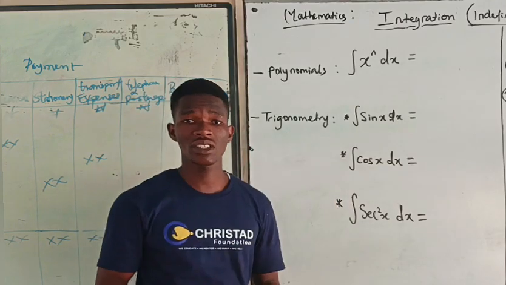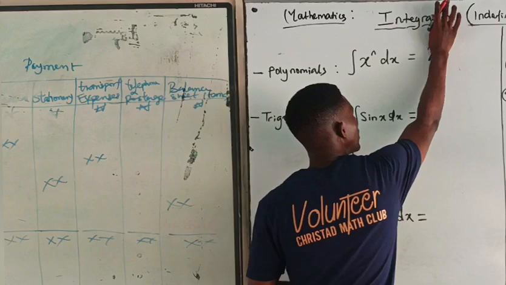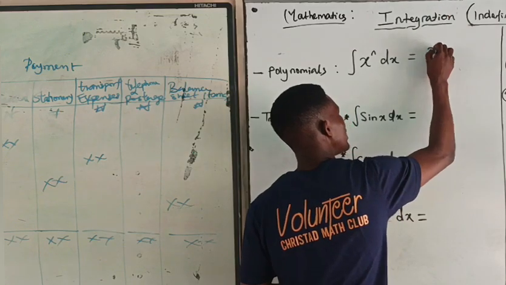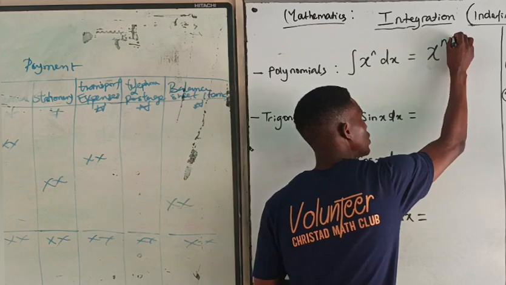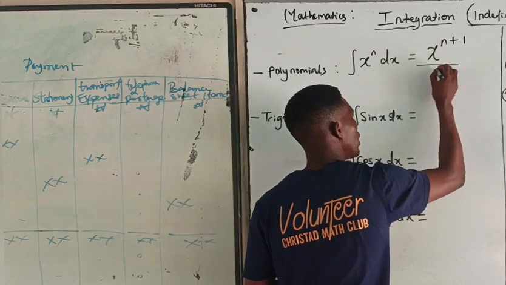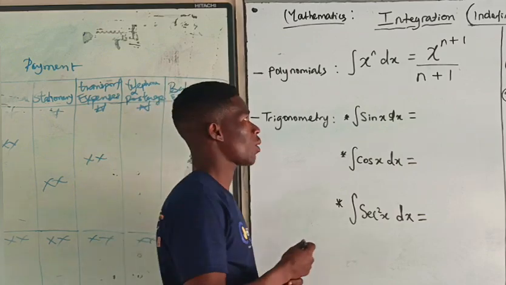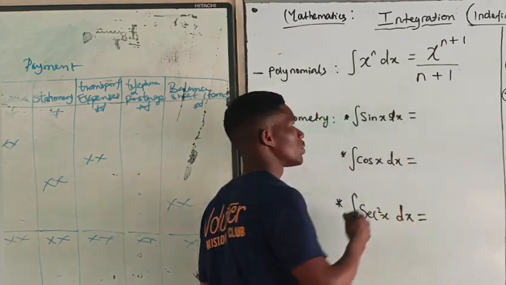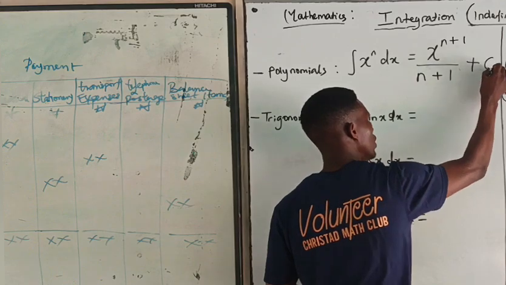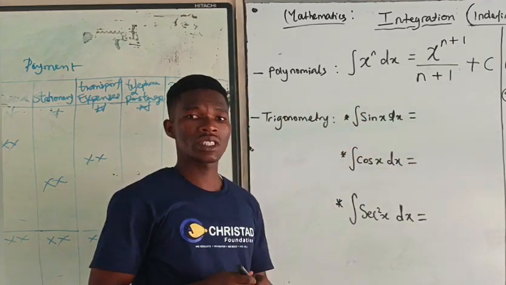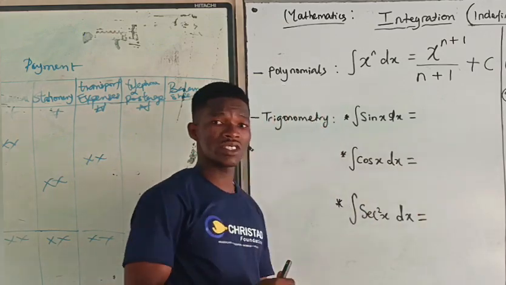To start with, for the polynomials, we have the integration of x to the power of n. So how do we integrate this? What we do is we write x, that is x, and then we add 1 to the power, all over, then we divide it by the power, that means n plus 1. Then we add the constant. When we are dealing with indefinite integral, we always add the arbitrary constant, which is c.